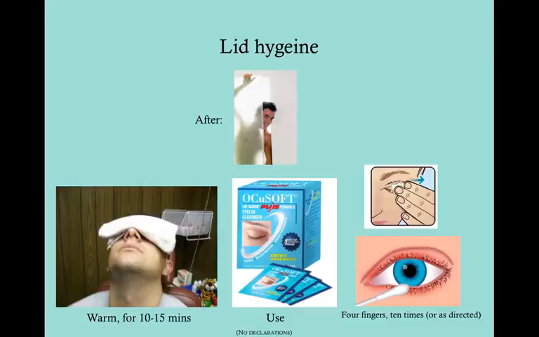And the rule is 4 fingers 10 times. So you'll take each finger except the thumb and rub it across the chalazion or the affected spot 10 times, and then switch to the next finger. So you'd be rubbing it a total of 40 times. Or you should just do it as directed. If you have an eyelid cleanser with directions on the box, do it as directed. But this is typically what's done.